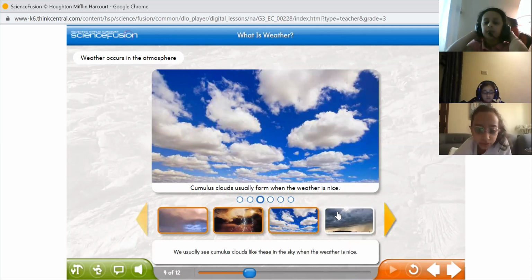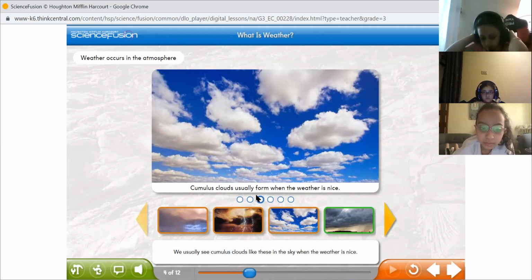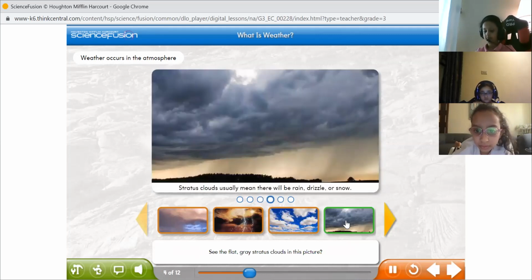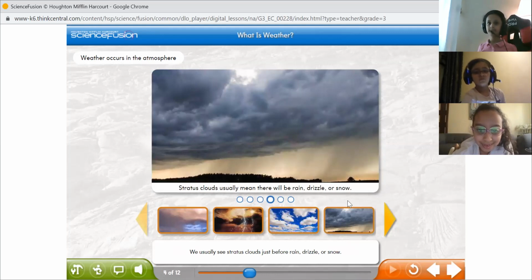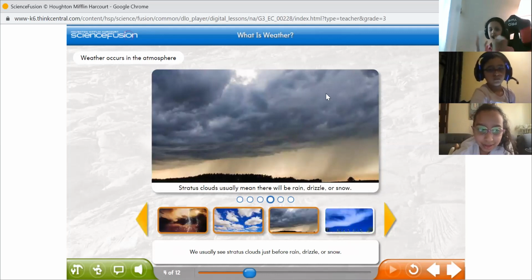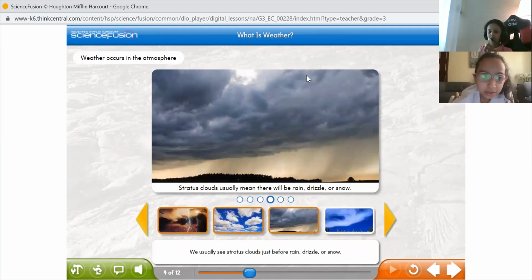Yes. Now let's see the other type of cloud. Not only cumulus clouds, we have other types of clouds. Let's see the other one. See the flat gray stratus clouds in this picture? We usually see stratus clouds just before rain, drizzle, or snow. Is it different from cumulus?